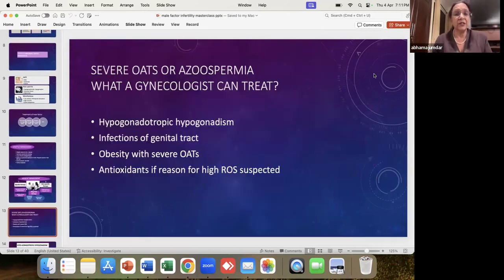So severe oligoasthenospermia or azoospermia, what can a gynecologist treat? Hypo we can treat. Infections of the genital tract we can treat. But if the infection becomes chronic, it's best to refer the patient to a urologist. We can also treat obesity with severe oligoasthenospermia, even though we can refer these patients for bariatric surgery and then they can come back. But otherwise, a gynecologist can treat. And antioxidants, if a reason for high ROS is suspected. If we feel there are reasons that there could be high reactive oxygen species, then we can treat.